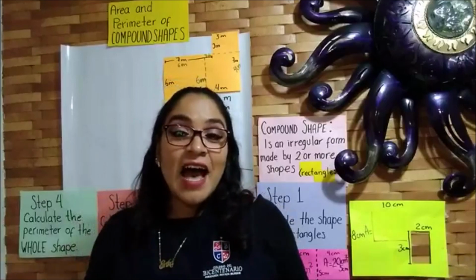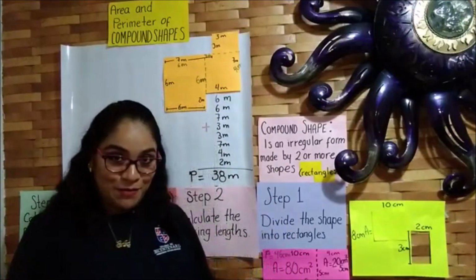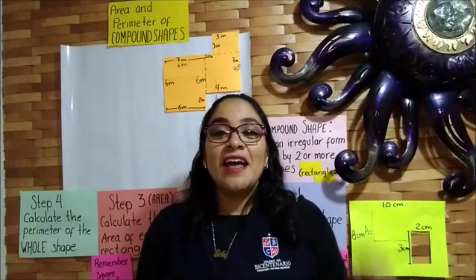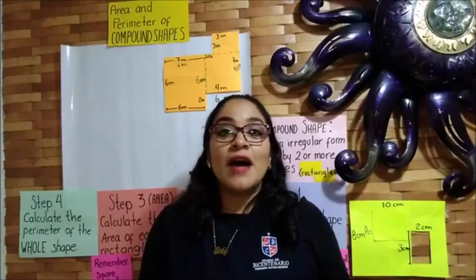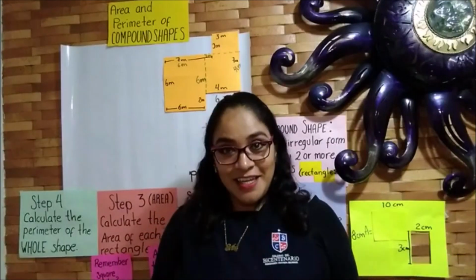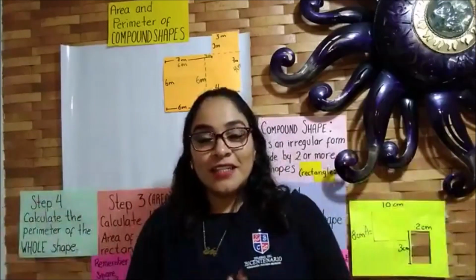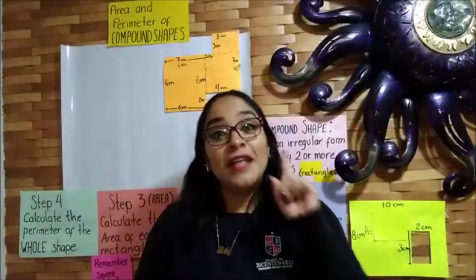Okay? And that's how we calculate area and perimeter. I hope to see your evidences soon in the platform. And also, I hope you find it easy to do. You just need to separate into rectangles and then add together the areas.